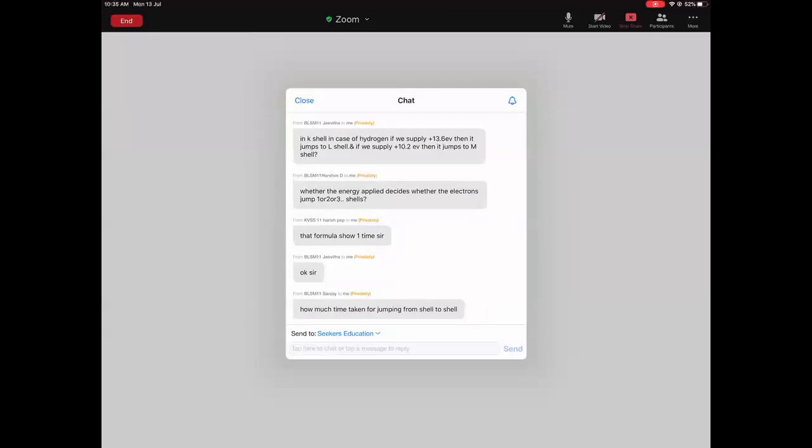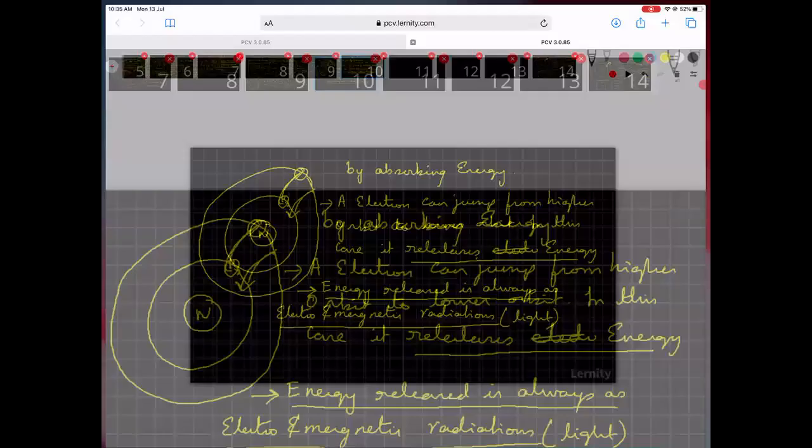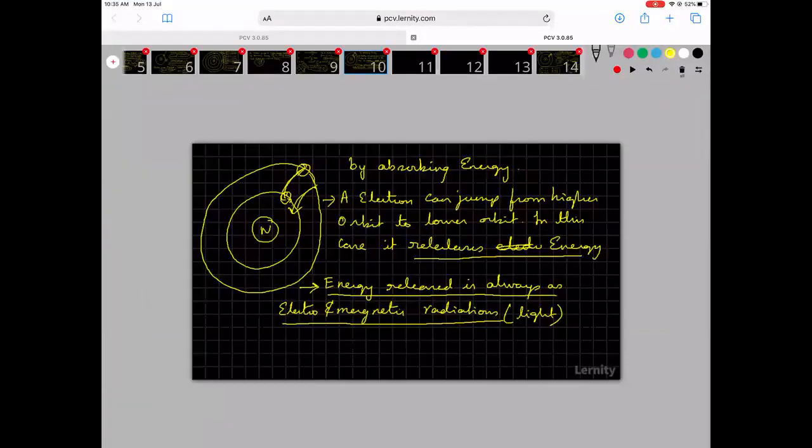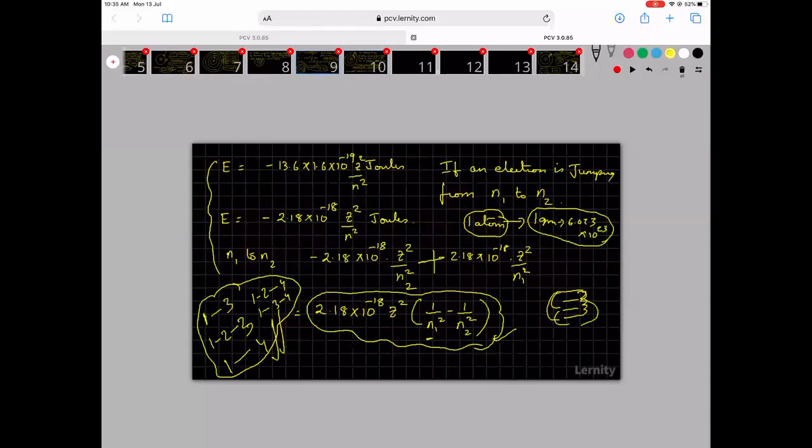Okay, the formula I will show you. How much time? This is an instantaneous action, and that is another concept which Bohr said. This jumping from one orbit to another is an instantaneous action.